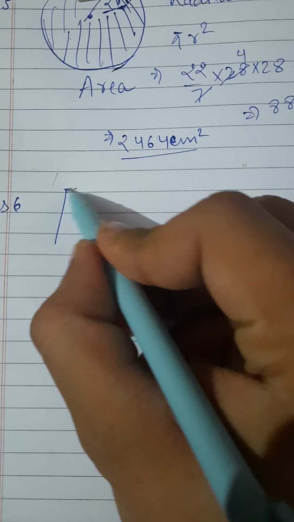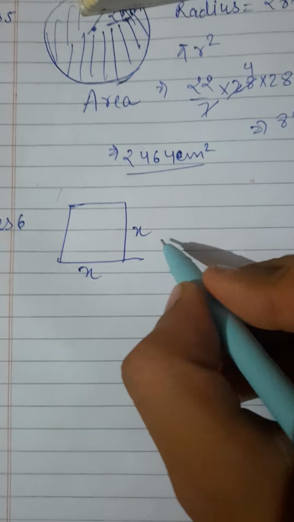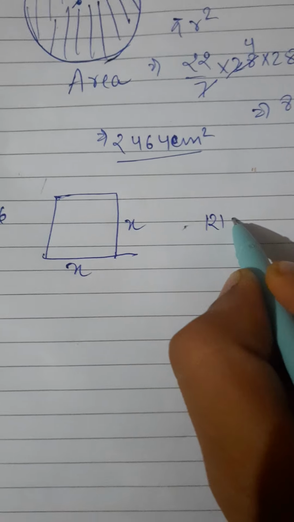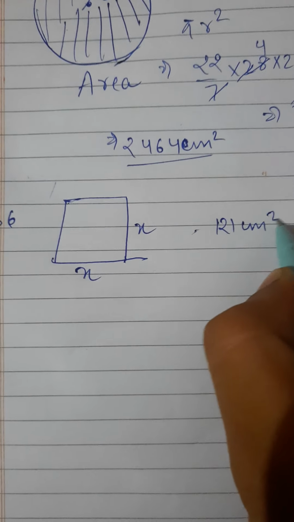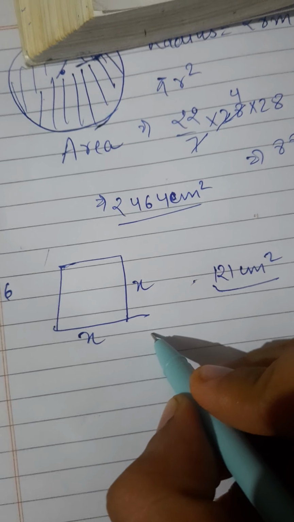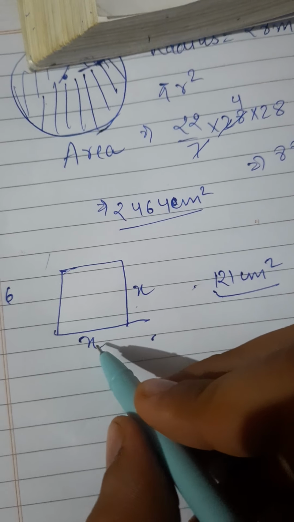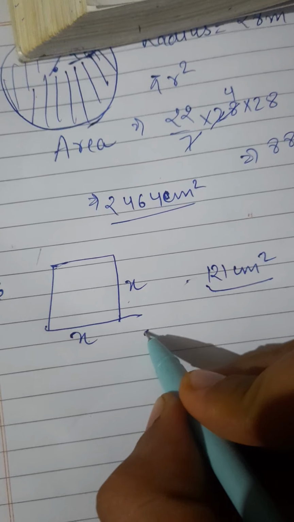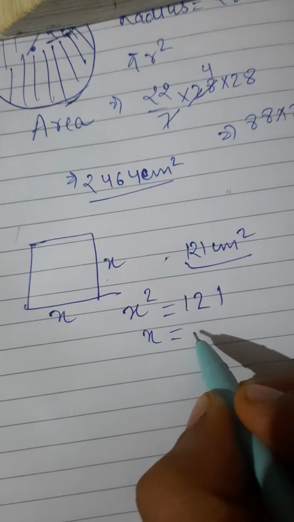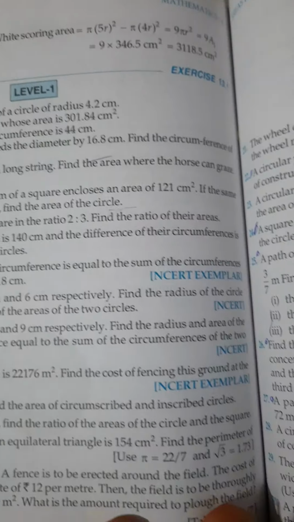Let this be the square with side x, and it's saying that when it is enclosed like this, its area sums up to 121 centimeters square. As we know, the area of a square is the product of any two of its sides, or the square of any one of its sides. So we can clearly write it as x square is equal to 121. We can get the value of x as 11 from here. Let us read the question next.